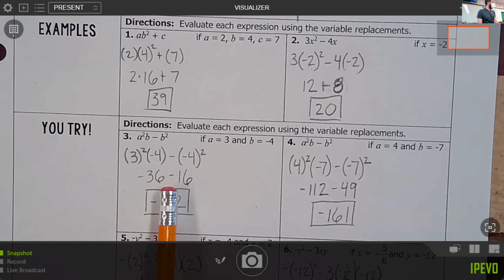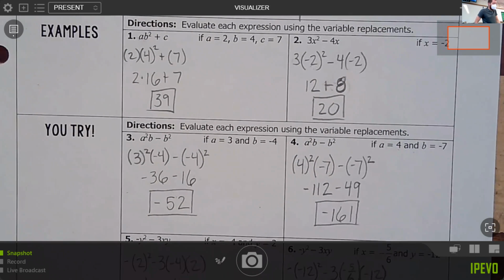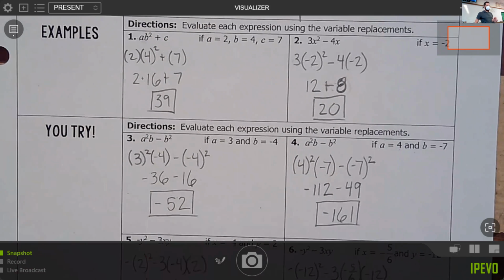So is that what happened? Was this a plus instead? So it'll be -36 minus 16, which would be -36 plus a -16 if you take that route, and then you end up at -52. Are there any questions about number 3 before we take a look at number 4, which the answer is already there? So feel free to take a look at the answer for number 4.